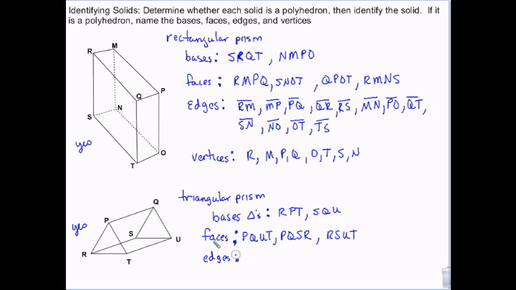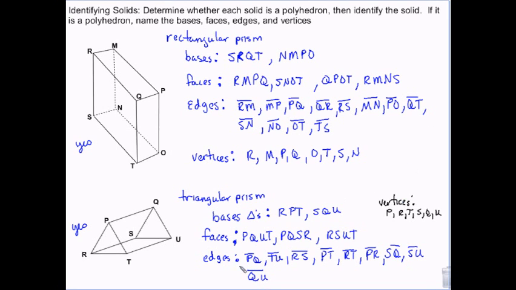I have my edges, so I have the edges that go along between the two triangles. PQ, TU, RS, and then I have the edges of the actual triangles themselves. Okay, and then SQ, SU, and QU. Okay, so we've got the vertices, we've got the edges, the faces, and the bases, and are there any questions?